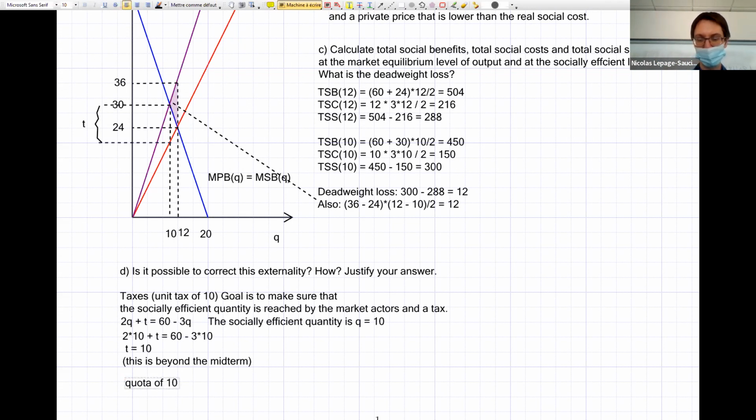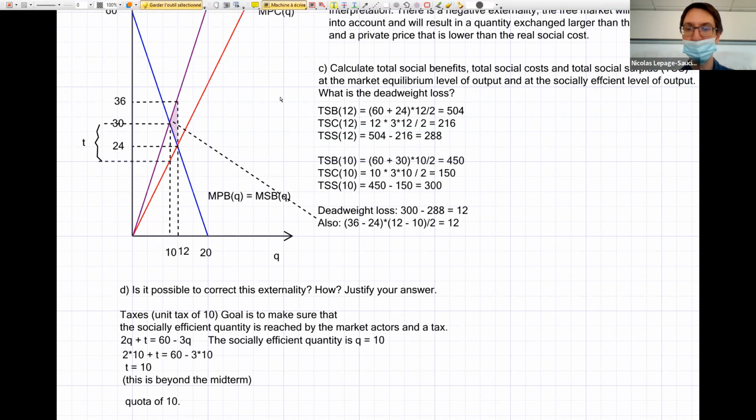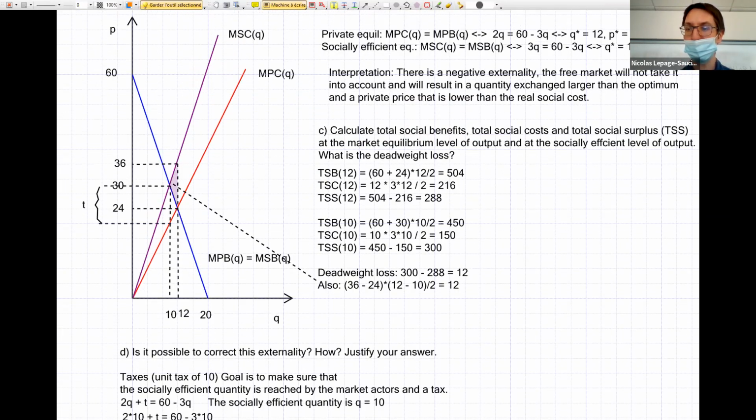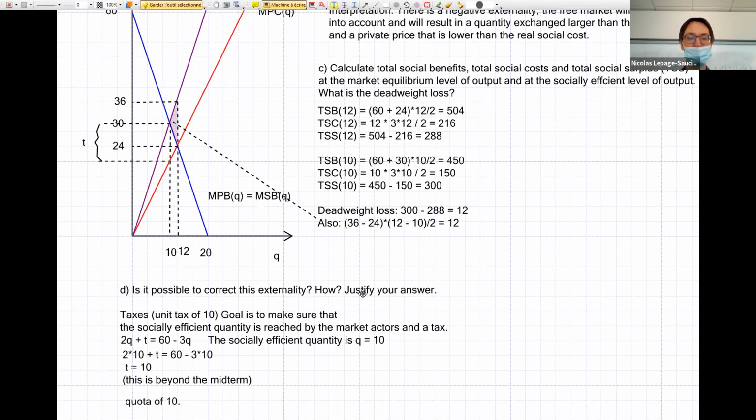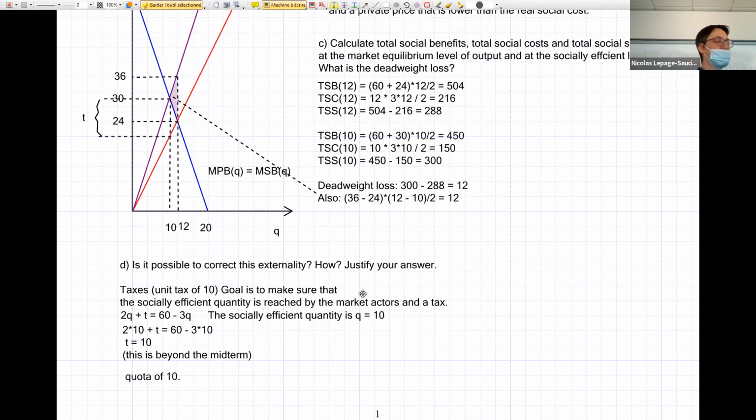And then a quota of 10. If you have a quota of 10, then the market participants or the producers are going to charge as high as they can for a quantity of 10, and that turns out to be exactly 30, which is exactly the socially efficient price, as we have computed here. So again, that would be perfect. But it was not in the question to say how much, just some suggestions.